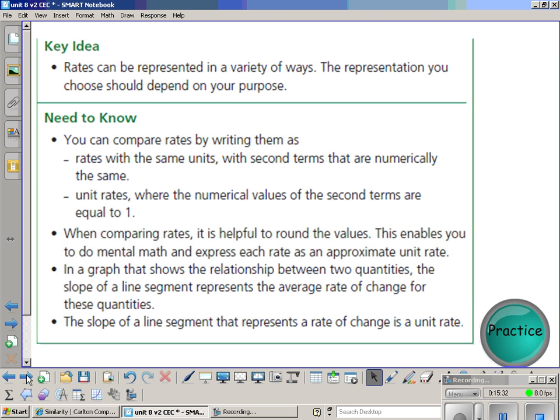The need to know: you can compare rates by writing them as rates with the same units, with second terms that are numerically the same. Or you can write them as unit rates, where the numerical values of the second term are equal to 1. So that would be like per kilogram. When comparing rates, it is helpful to round the values. This enables you to do mental math and express each rate as an approximate unit rate. In a graph that shows the relationship between two quantities, the slope of a line represents the average rate of change for these quantities. And the slope of a line segment that represents a rate of change is a unit rate.